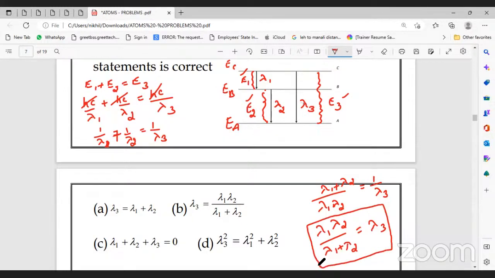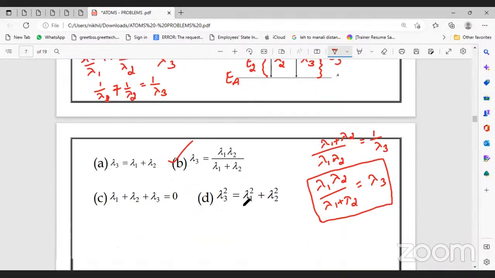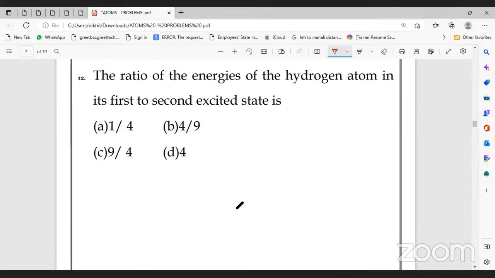So lambda 3 is equal to lambda 1 lambda 2 divided by lambda 1 plus lambda 2. That is option B, the right answer. Correct, no? Come to the next problem, students.